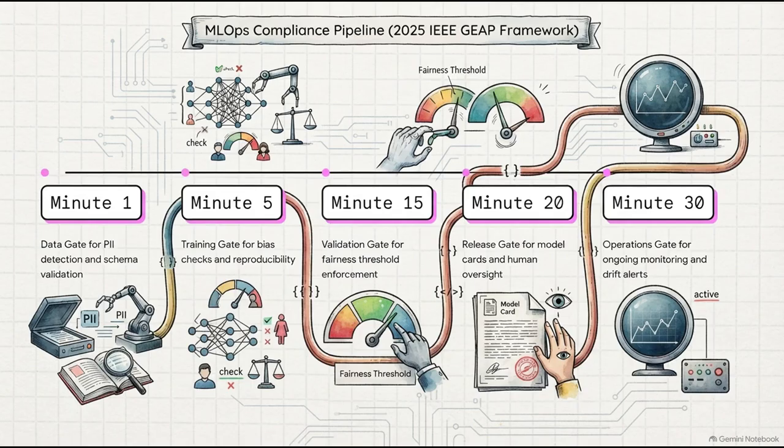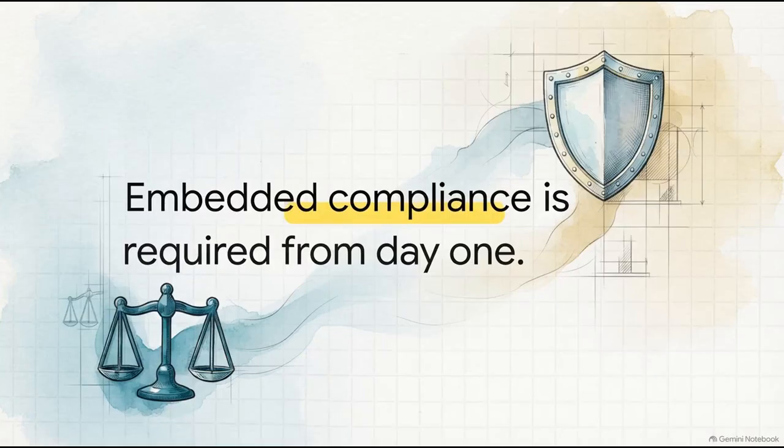Check this out. Minute 1 is the data gate for PII detection and schema validation. Minute 5 is the training gate for bias checks. Minute 15 is the validation gate enforcing fairness thresholds. Minute 20 hits the release gate for human oversight, and minute 30 is the operations gate for drift alerts. This completely proves that compliance can happen in minutes, natively inside the pipeline, instead of taking months of painful manual audits.